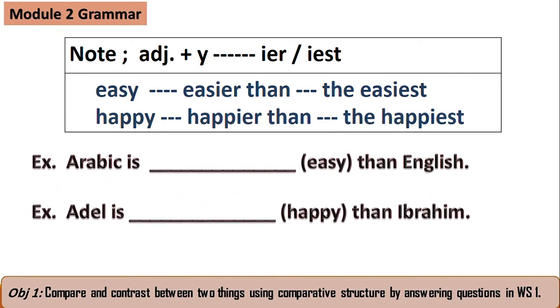We have example 1 and 2. Arabic is easier than English. Adil is happier than Ibrahim. You should concentrate on this and focus on when you change the letter Y with the letter I.